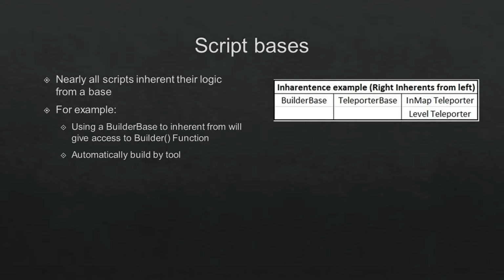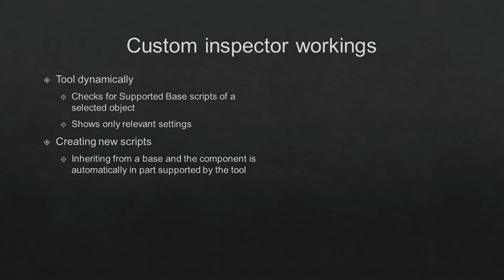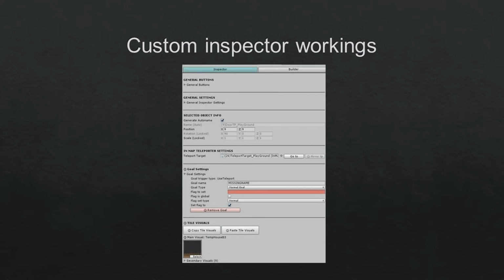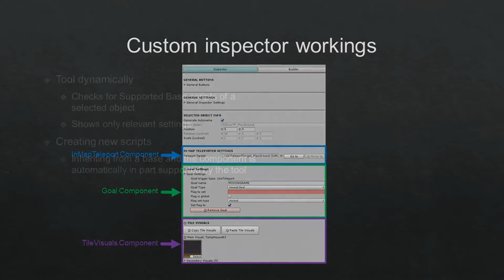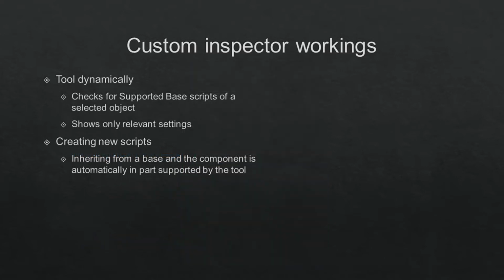This way, as the game evolves, a programmer can easily create more scripts and components that are supported by the tool. The Custom Inspector also works with script bases. It checks for supported bases on selected objects and will only show the relevant settings. In this example, the selected game object has a teleport, goal and tile visual script. Programmers can create new scripts inheriting from the bases, and the tool will, at least in part, be able to support the new script. I tried to make the tool as flexible as possible to support an evolving game project.